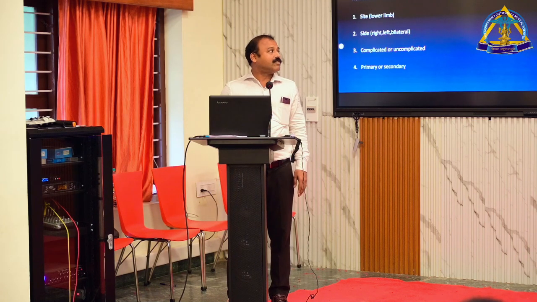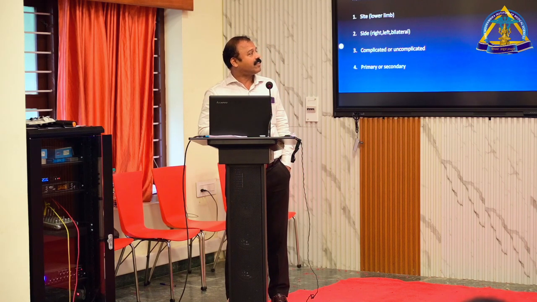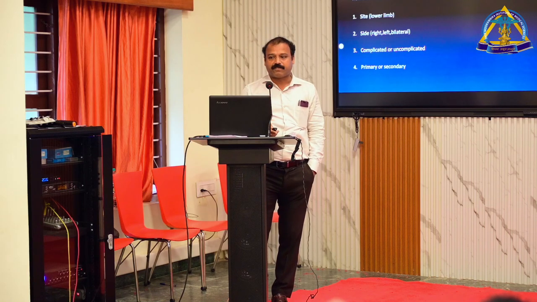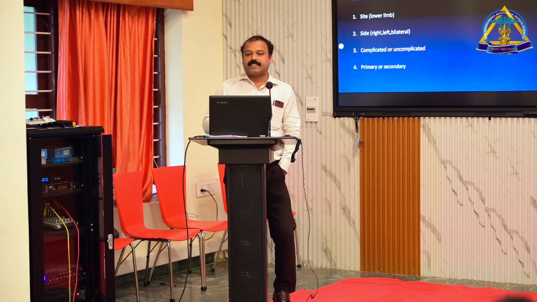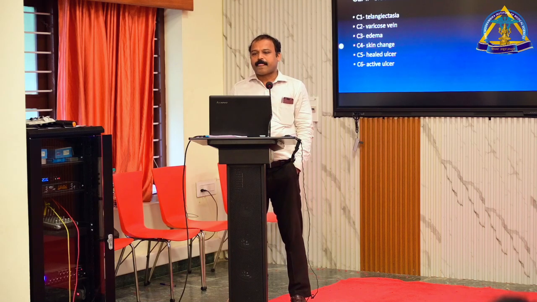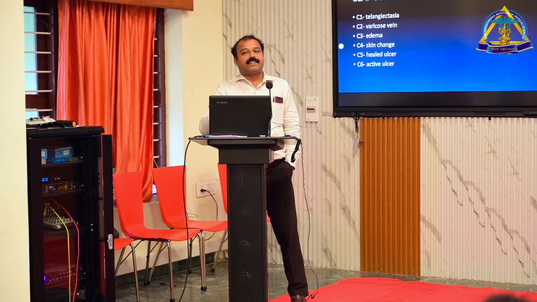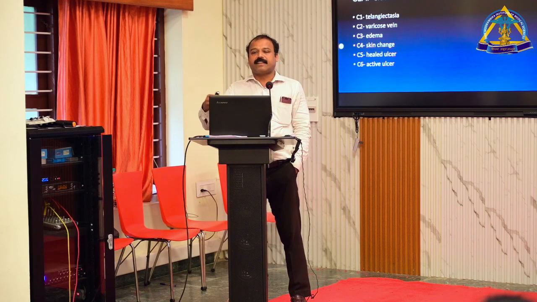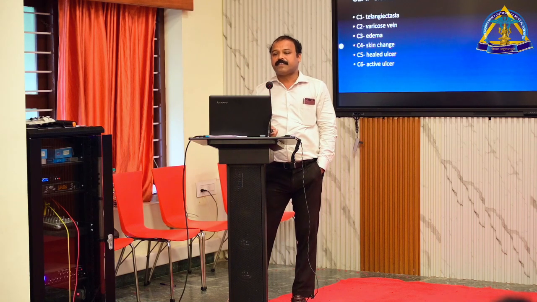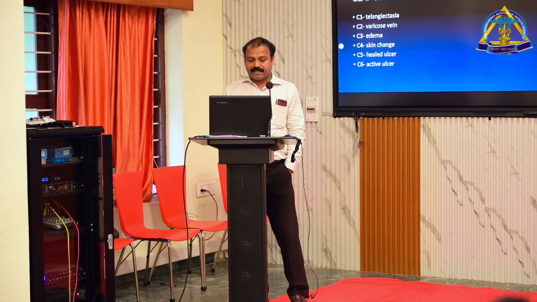How to tell your diagnosis? Site: right side or left side, lower limb or upper limb or anywhere. Side: right, left or bilateral. Complicated varicose vein or uncomplicated varicose vein, primary or secondary. This is the way you tell your diagnosis. CEAP classification. You expect only this at UG level; at PG level we expect everything. At least at UG level you should tell C1, C2, C3, C4, C5, C6. Right?